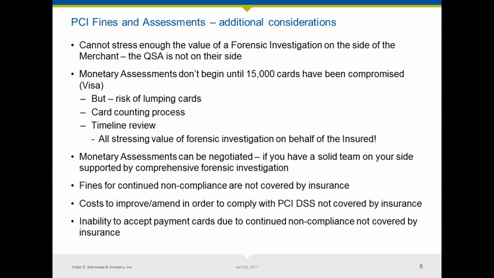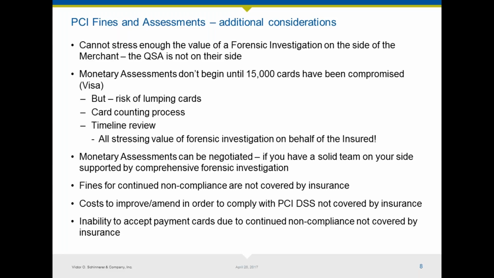The card counting process. When the QSA is coming in there, he doesn't care that Jason Bucher went to that Starbucks on 85th Street every single day for 30 days using the same card, and that's basically one card but 30 transactions. They're going to read that as 30 transactions. So their card counting method is looking to get to the 15,000 card threshold as quickly as possible. A forensic investigation on behalf of the insured is going to weed through that information and determine that 30 card count is actually only 1, and that can go a long way in reducing the potential monetary assessments brought against the business.